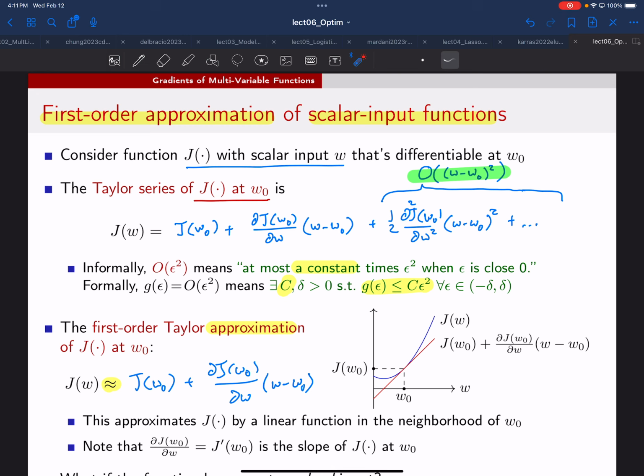But sometimes if we want to talk about the exact function, then rather than giving all the details of all the different higher order terms, we summarize them as this big O term. The big O means that all that stuff together is at most a constant times whatever is in the big O, in this case, W minus W naught squared, whenever this quantity is close to zero.